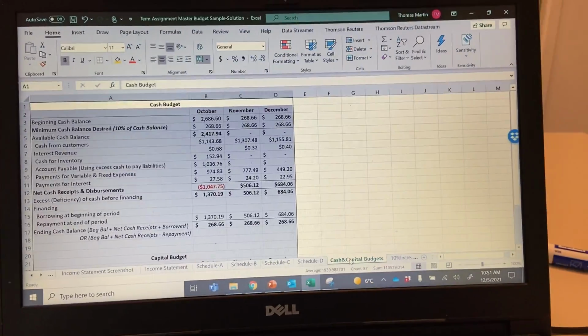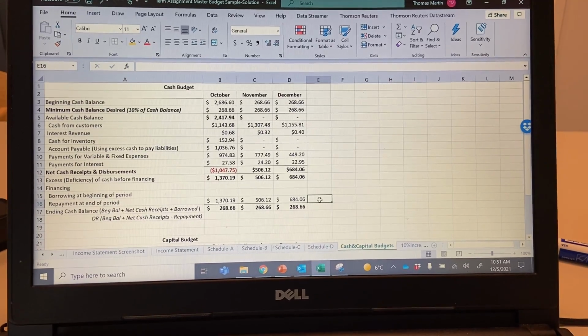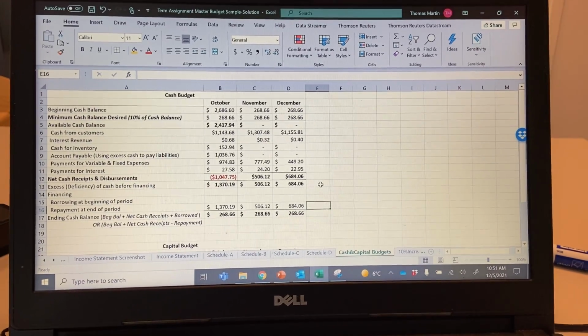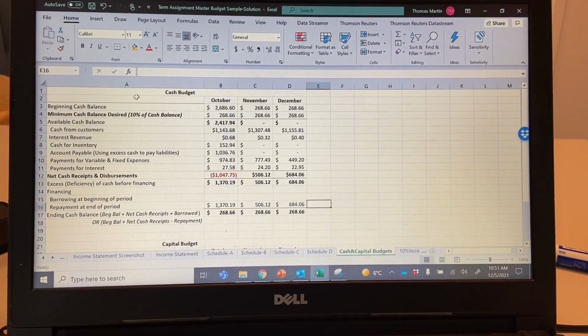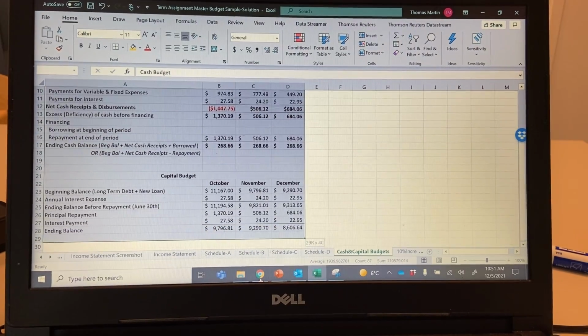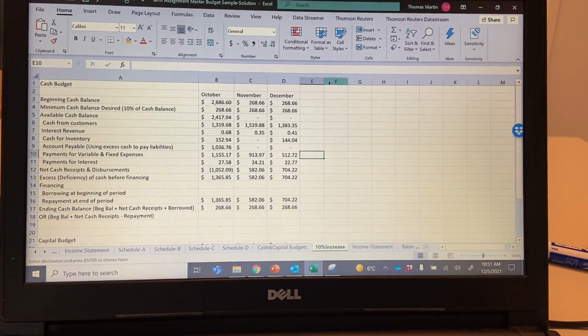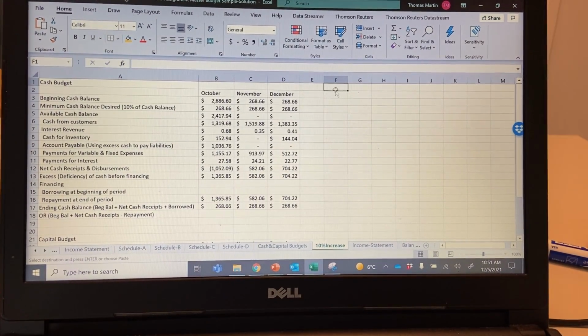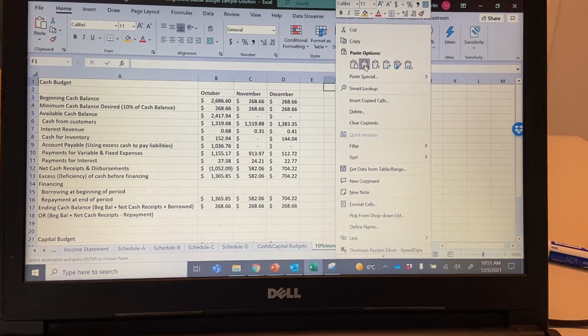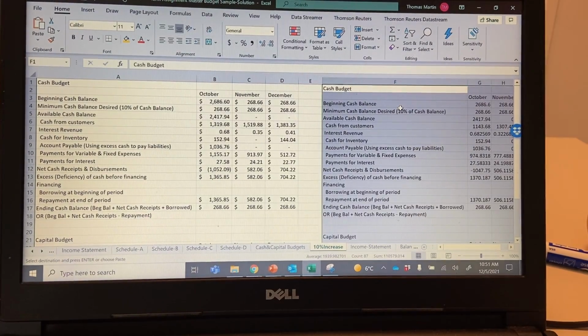Come to cash and capital budget. We don't have this purchase showing up now, and we're going to take this copy and let's just put it next to the 10% increase. So now this is our 10% decrease.